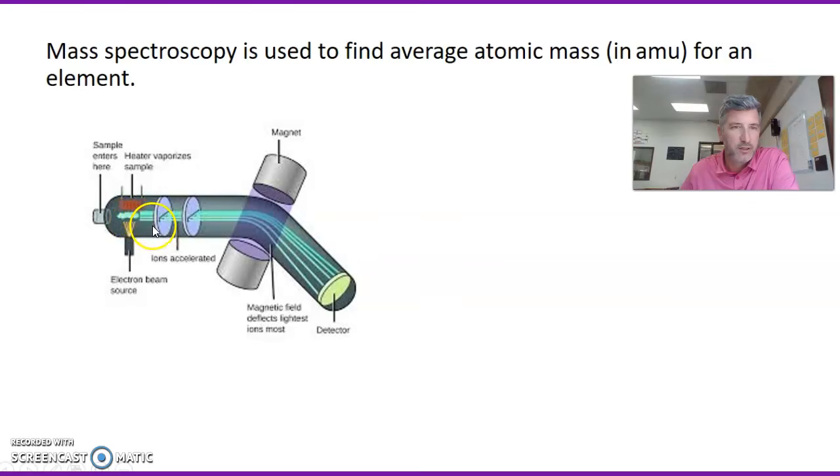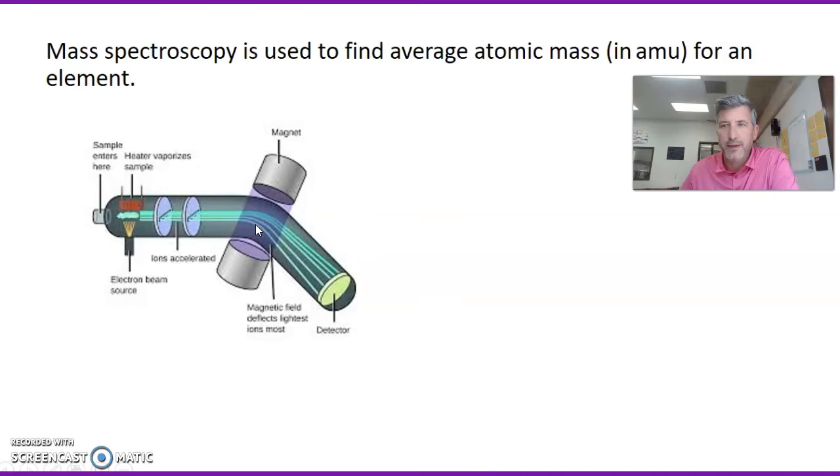So if it has a negative charge, this first plate would be positive, and then on the other side of the plate, it's negative. So it approaches the plate, and then at the other side, it gets repelled by it, and then it does the same thing a couple more times, and all of that process of acceleration is going to speed up the particles down the tube. Then the particles continue down the tube, pass through a magnet, and that magnet is going to have a greater amount of deflection if the particles are smaller.